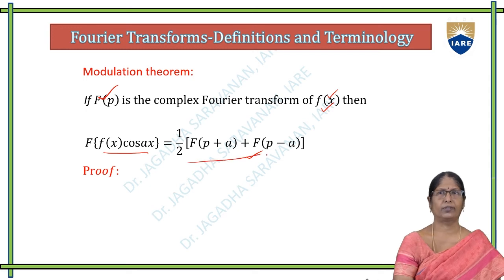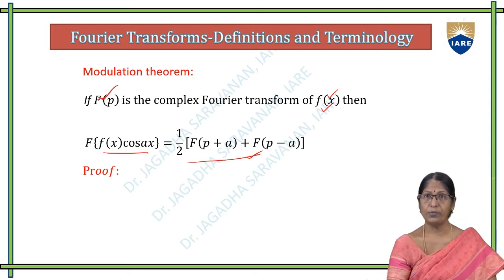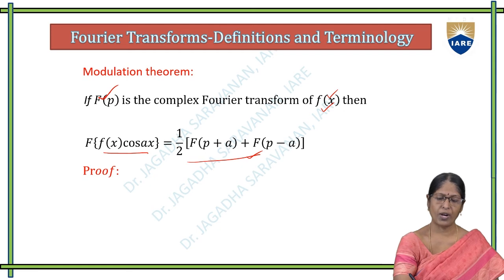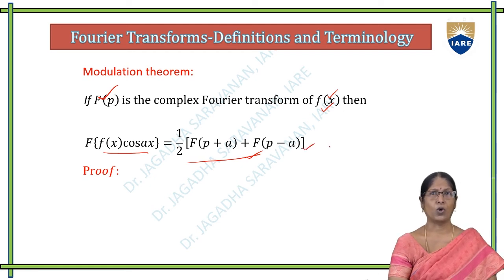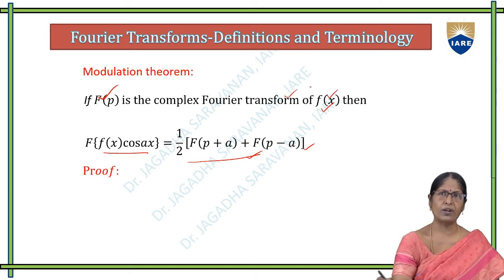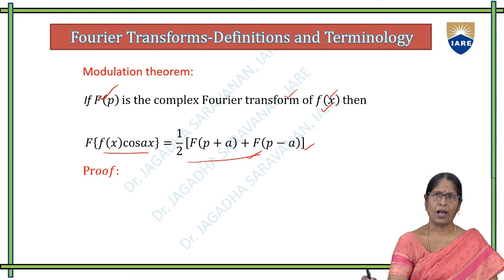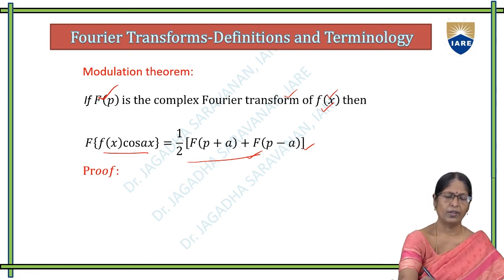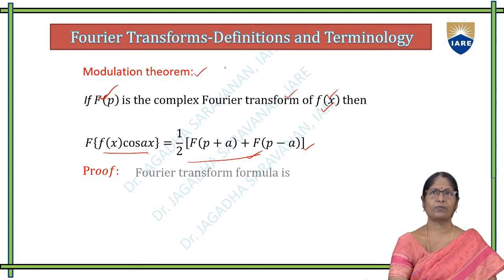To get this, what are the assumptions? What are the connectivities? What are the basic formulas which are already defined? We have to recall them to obtain this formula. That is everything from our main Fourier transform assumptions that we are applying, and we are obtaining a new theorem, that is the modulation theorem.